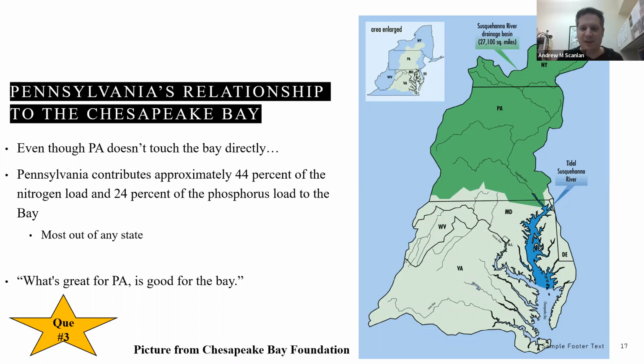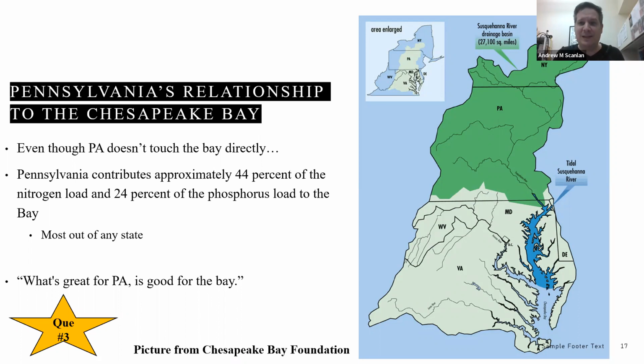So we talked about nutrients, we talked about dead zones, and next I want to talk about Pennsylvania's relationship to the Chesapeake Bay. So we are your neighbor to the north, just slightly north of all of you. Pennsylvania doesn't directly touch the bay. However, a lot of our waters go into the bay. So Pennsylvania contributes approximately 44% of the nitrogen load and 24% of the phosphorus load to the bay. So of all the surrounding states, Pennsylvania contributes a good portion of nutrients to your bay, the most out of any state, Maryland included.